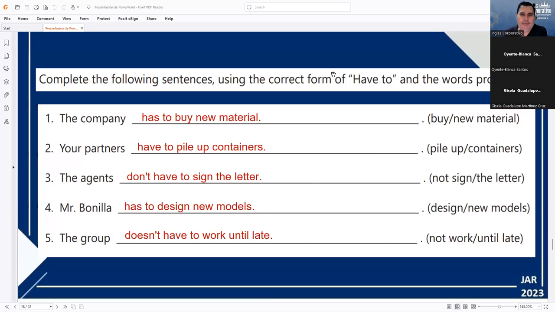Blanca Santos. Okay. Let me see. I'm going to share the screen again because I stopped sharing. Let's see. Do you have any questions about the things that we have studied? Yes. Okay. You may ask.